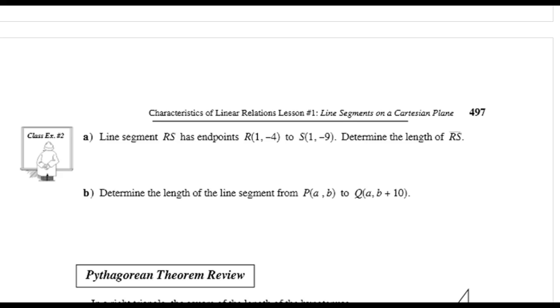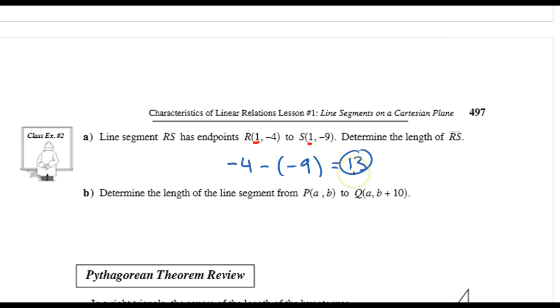Line segment RS has endpoints (1, -4) and (1, -9). Determine the length of RS. Well, I see the x-coordinate is the same. If the x-coordinate is the same, it means it's a vertical line because it's not moving anywhere horizontally. So let me go ahead and find the bigger one. The bigger one of the two is -4, minus -9 to get 13.